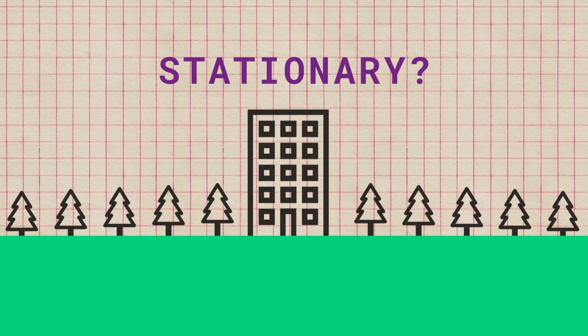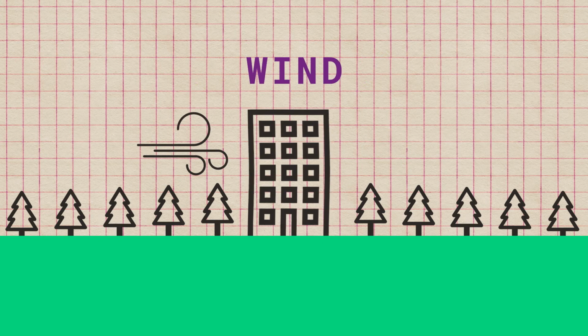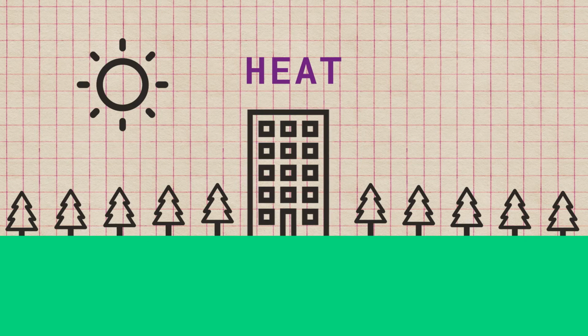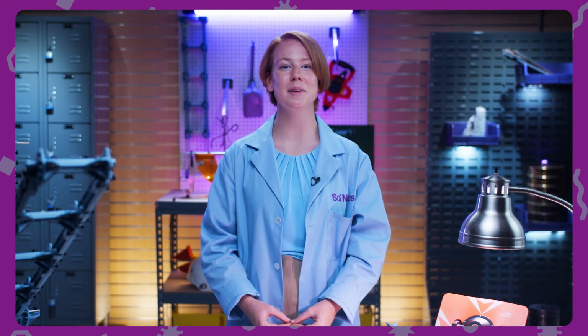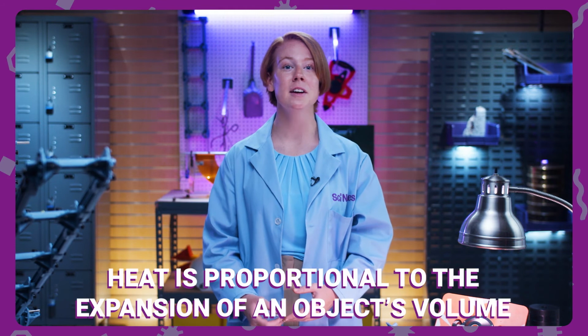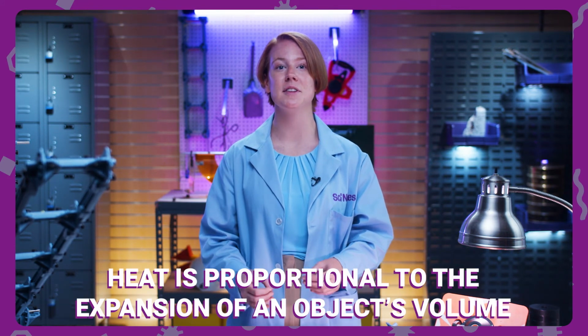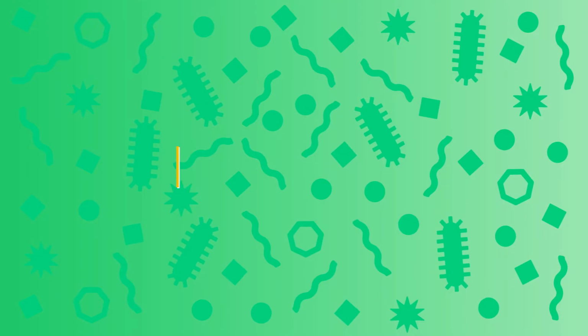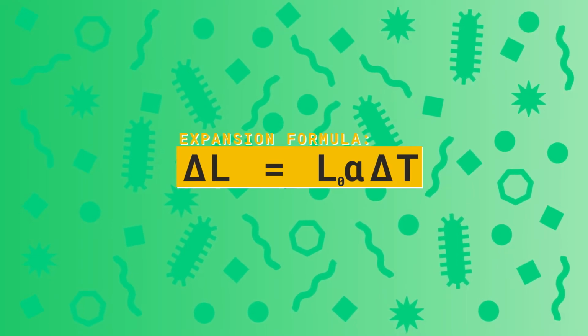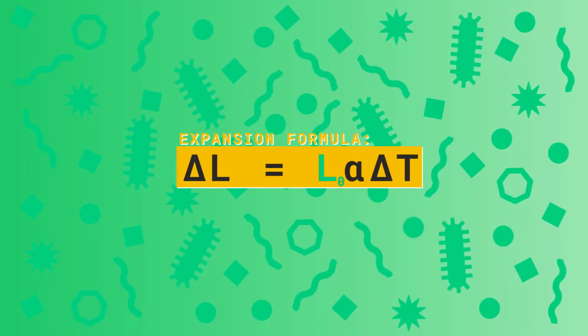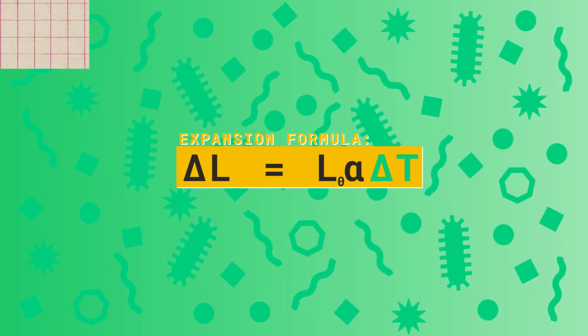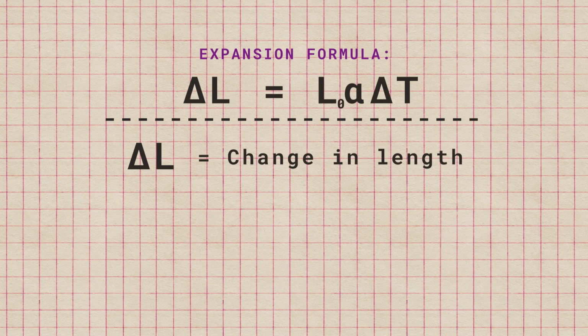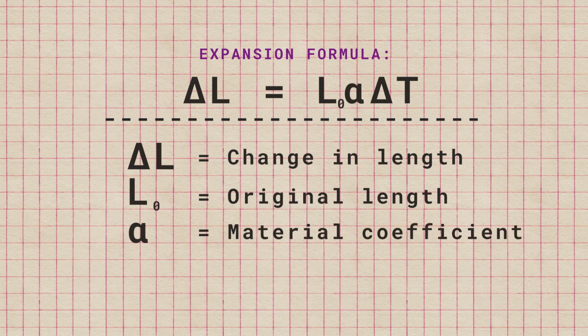Even though we consider buildings and bridges to be stationary, they are moving all the time. Structures can move due to wind or thermal expansion. Let's talk about thermal expansion. If you've taken chemistry, you might have learned that heat is proportional to the expansion of an object's volume. The formula for thermal expansion is delta L equals L naught alpha delta T. This means that the change in length of the material is equal to the material's original length multiplied by the material's coefficient of thermal expansion times the change in temperature.